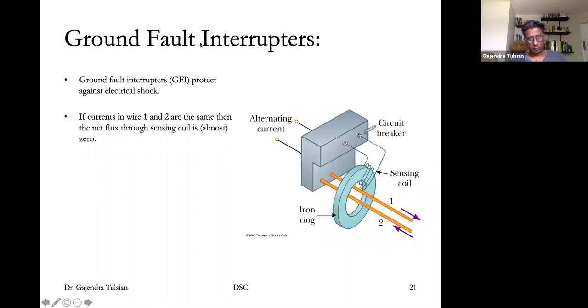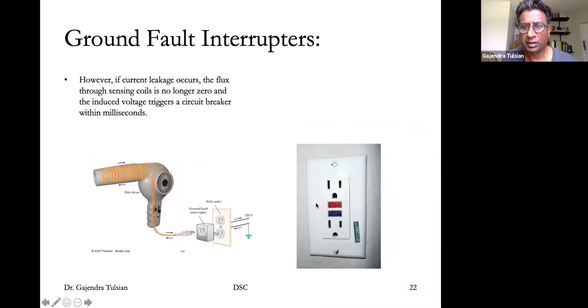So here's an important device that you all have in your houses. This is a ground fault interrupter. It looks something like this. If you've seen a plug like this, you can have it in your garage or in your bathrooms and stuff like that. And what this does is the following.